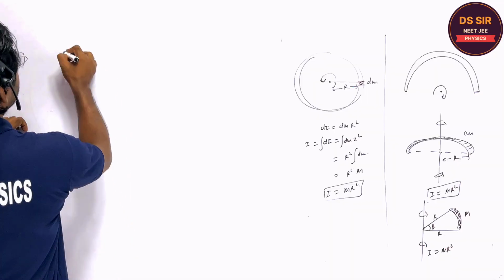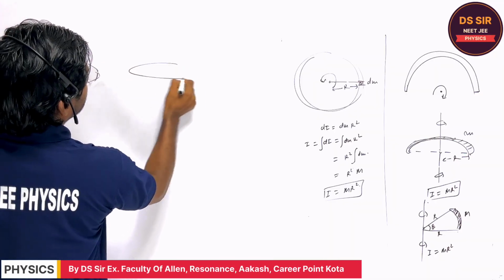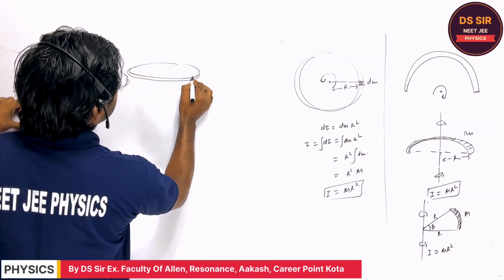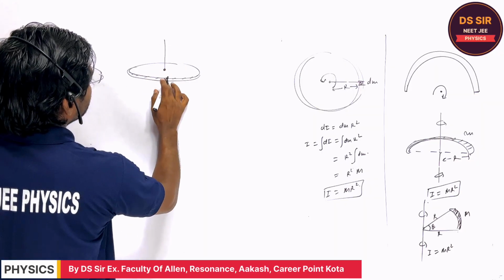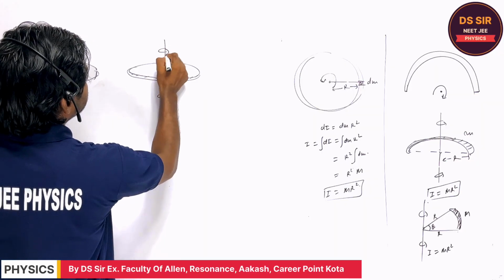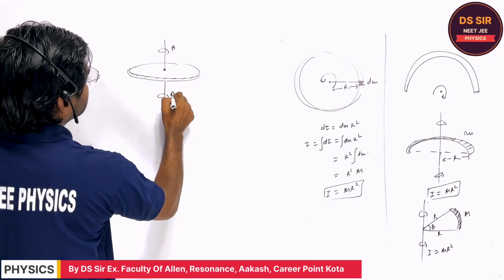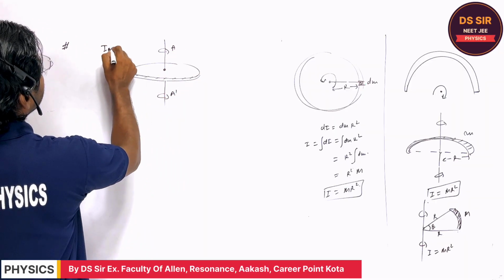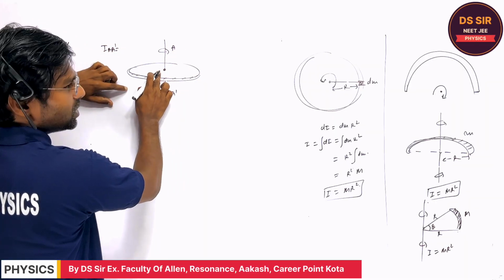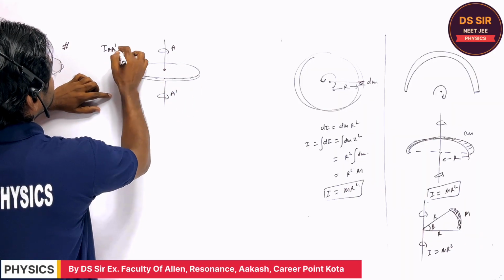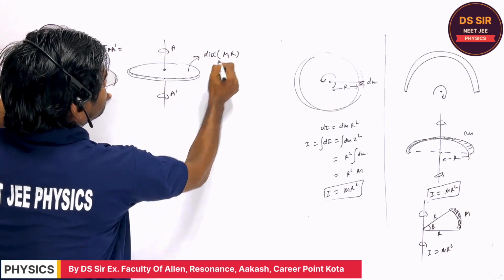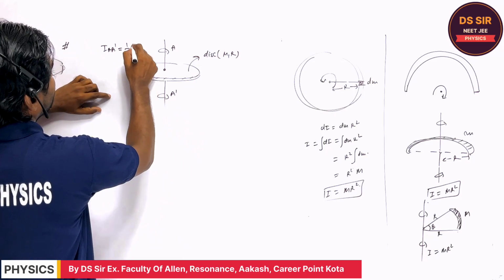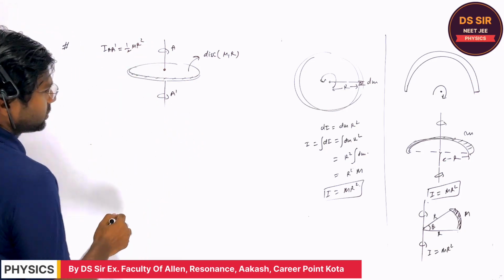Now if you consider the disk, the disk is like this, and this is the axis AA dash passing through the center of mass. What is the moment of inertia about AA dash? The axis is perpendicular to the plane of the disk, and the disk has mass m and radius r. It is half mr square. I will calculate this also.